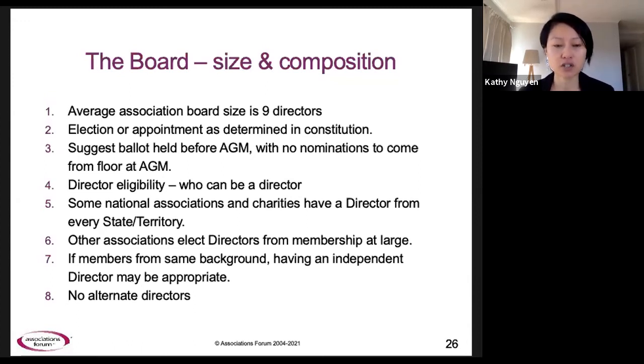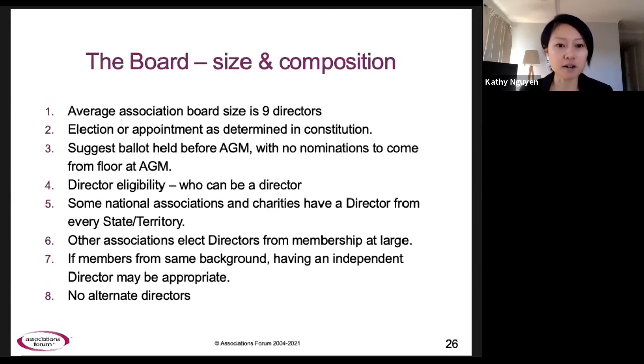engagement of each director. So if you're on a large board, for example, it's easier to miss meetings because your absence is not as noticeable. So you get a more engaged board with a smaller group. But at the same time, you need a board that's large enough so that there are enough people to do the work that's required, especially for volunteer associations, and that you have the right range of perspectives and skills, etc., that you need.